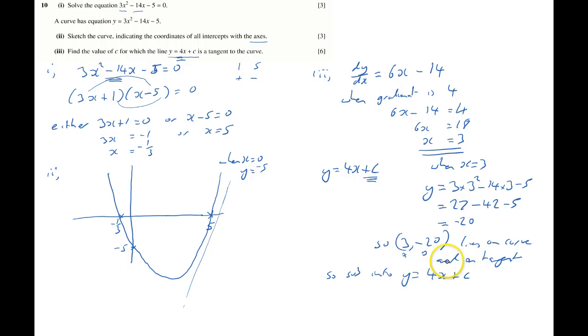Y is minus 20, so minus 20 equals 4 times x, which is 3, plus c. So minus 20 equals 12 plus c. So c equals, take away 12 from both sides, minus 32. And I have just found that c is minus 32. Have I answered the question? Find the value of c. You could have done it different ways, but as I say, that's mine. And that's question 10 and the whole paper done.